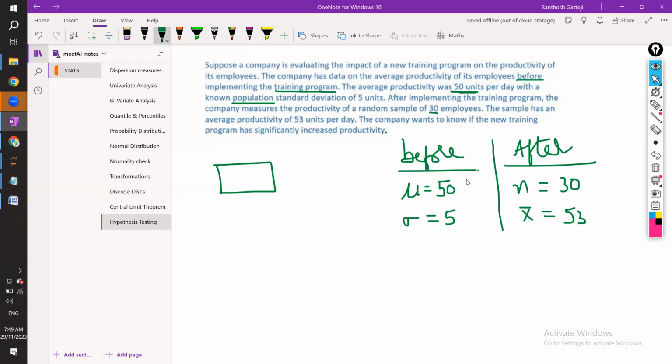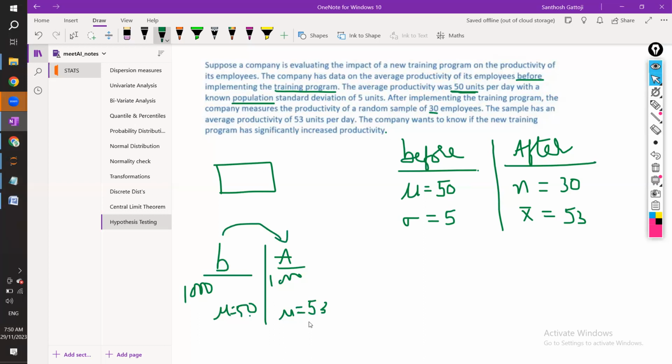That is the reason you need to perform some test. If after the program they also gave complete population details, then there is no point in this test. Before, for 1000 people, the mean is 50. And after the training, for the same 1000 people, if the mean is 53, it clearly means the program has given positive results. From 50 it gained to 53. Agree? If it is 48, clearly negative. You don't need to do any other test, because for the whole population you are getting the complete measurements. Getting, guys?